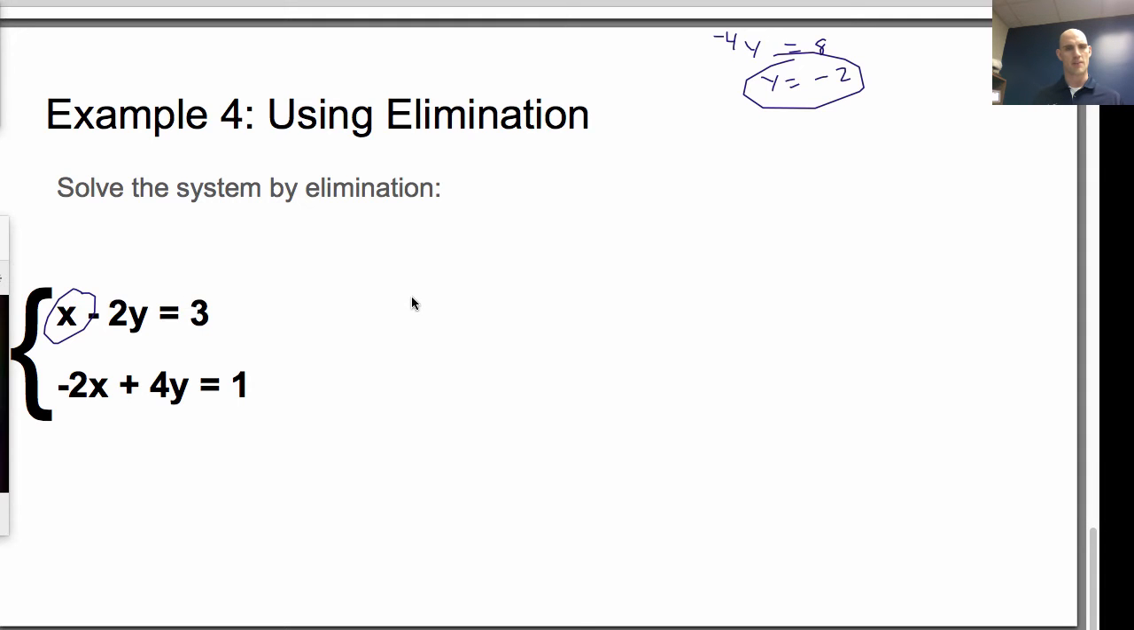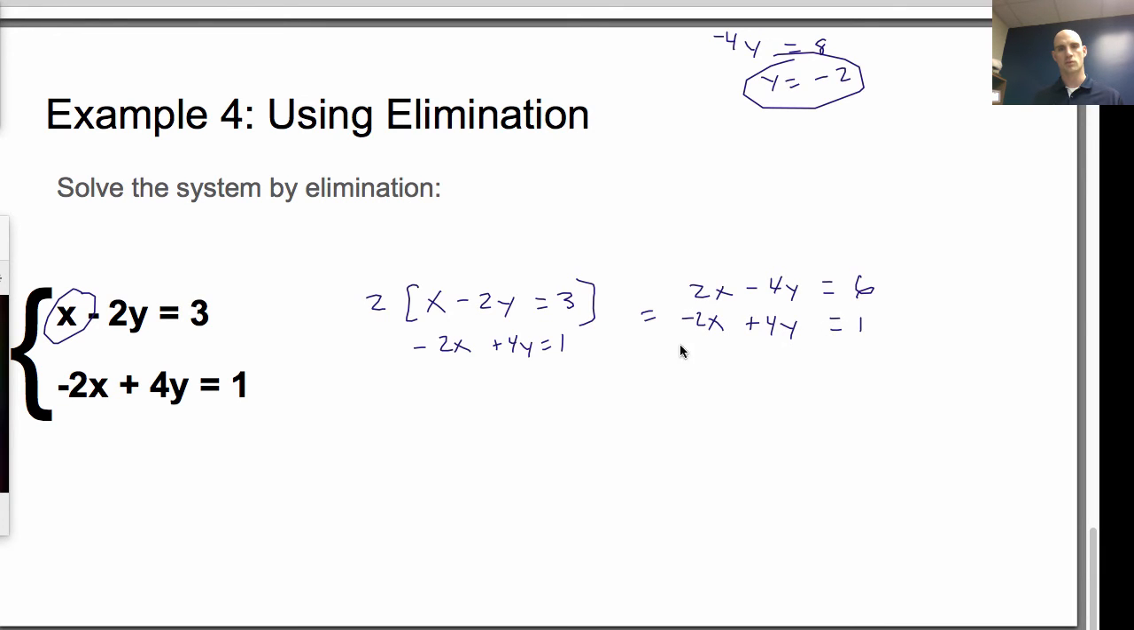I'm going to multiply this top line by 2 because it's going to match this bottom one. So 2 times x minus 2y equals 3. And minus 2x plus 4y equals 1. Hey, this is great. 2x minus 4y equals 6. And minus 2x plus 4y equals 1. When I add these lines together, I end up with 0x plus 0y equals 7. So 0 equals 7. This is nonsensical.